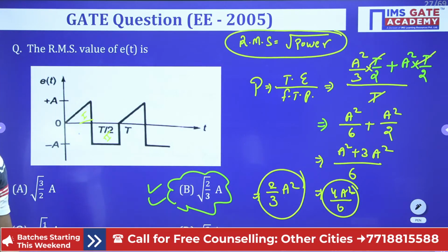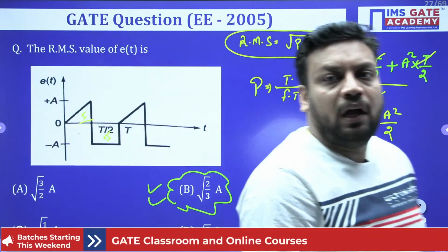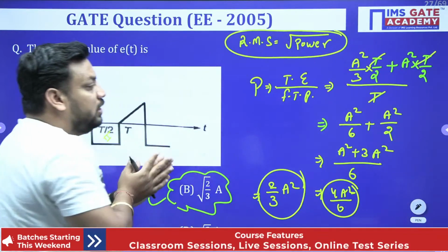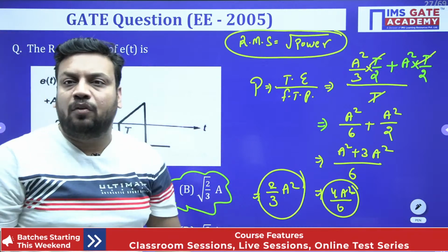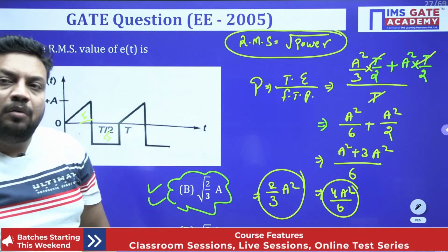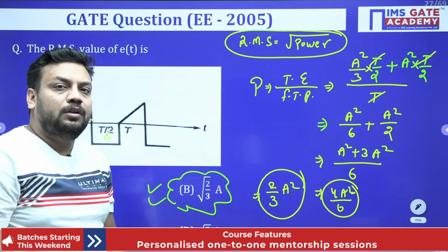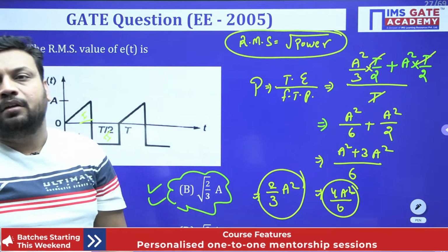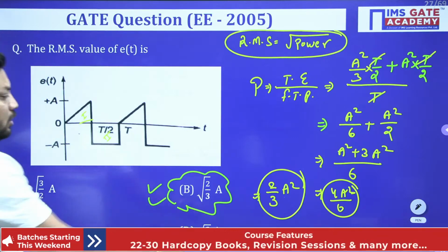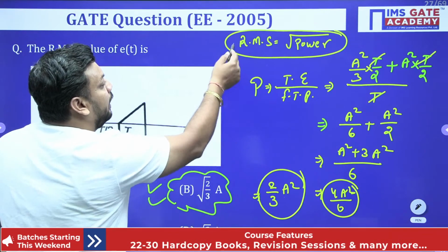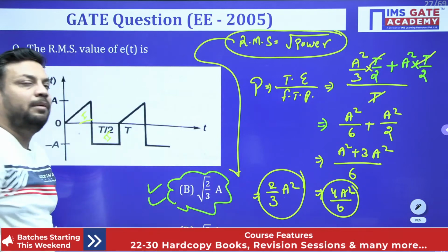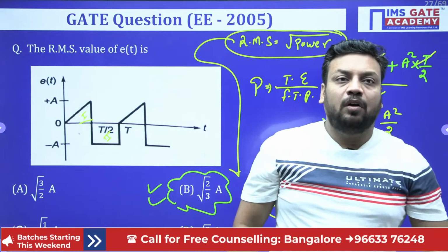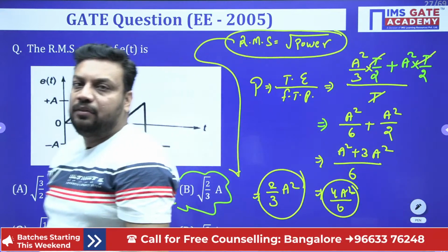Are you all getting the same? 2 3 is 6, and 4 will come, not 5. It is already cancelled out: 2 2 is 4, 2 3 is 6. So the answer is root 2 by 3 A. Why root? Because ultimately we need to take the root value, meaning the square root of this. Shall we go for the next one?